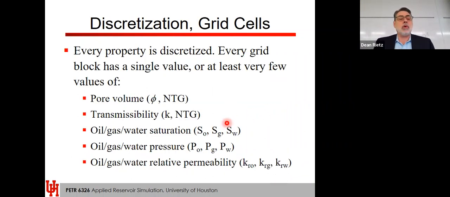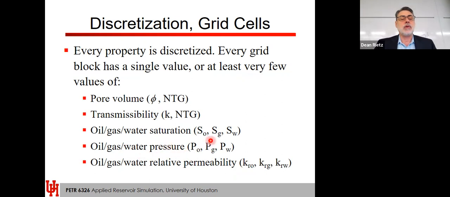So, getting more into the discretization, and I have more slides to show this process, every grid block has at least a single value, or at least a few values, of each property, and I'll explain why I say that. In our grid block here, our porosity and our net to gross value are multiplied to get the net pore volume, but there's only one number for that inside this grid block. Same thing with transmissibility, although transmissibility has a different character because it's really between blocks, but we'll get into that.